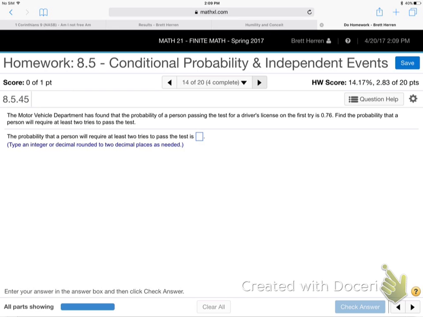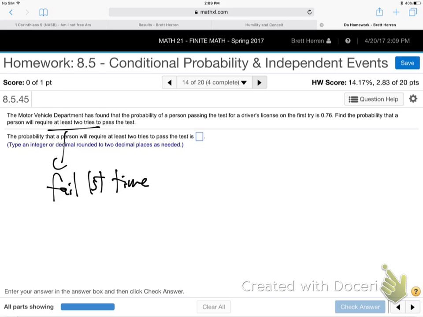See what I mean there? If you need at least 2 tries, that's fail the first time. That's all it's saying and nothing more. It doesn't tell us whether they passed the second time or not. They're not even asking us that. All they're saying is what's the chance they'll need at least 2 tries. That means 2 or more, meaning they didn't pass the first time. They're saying what's the chance they failed the first time?